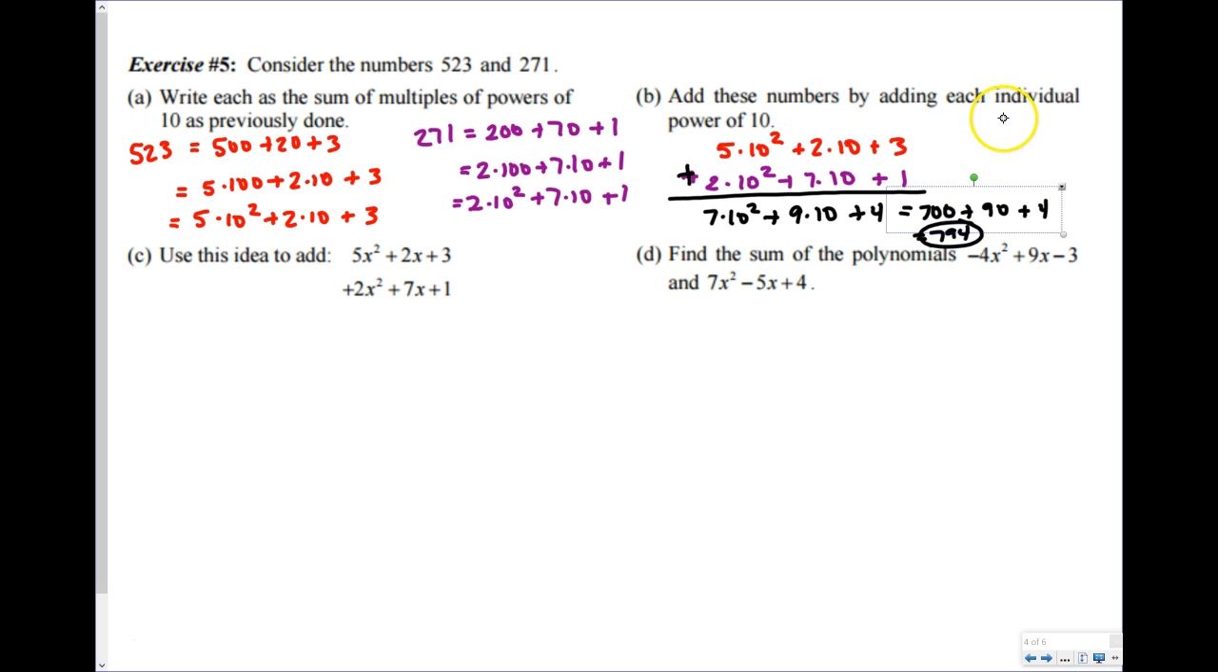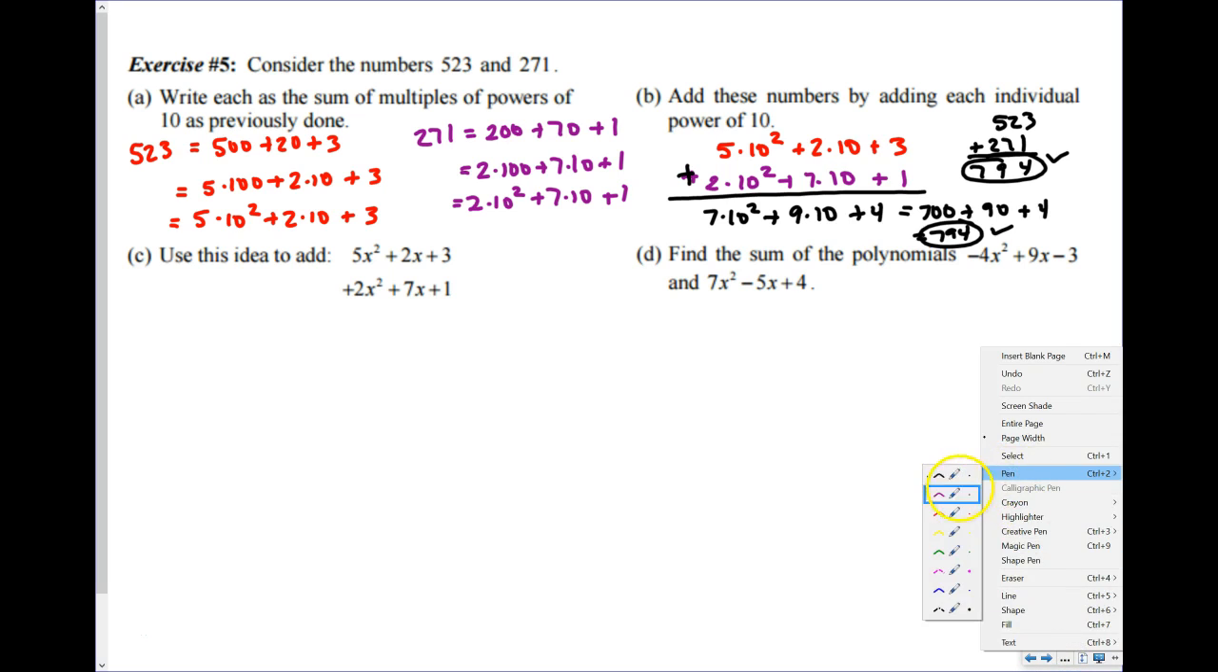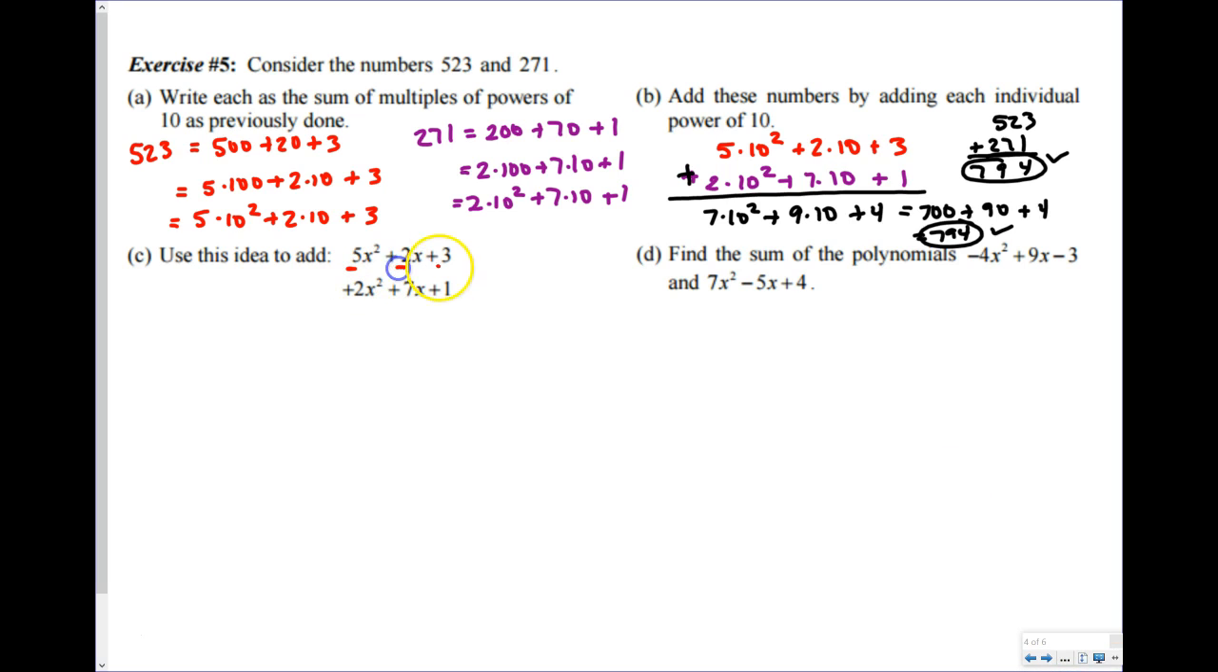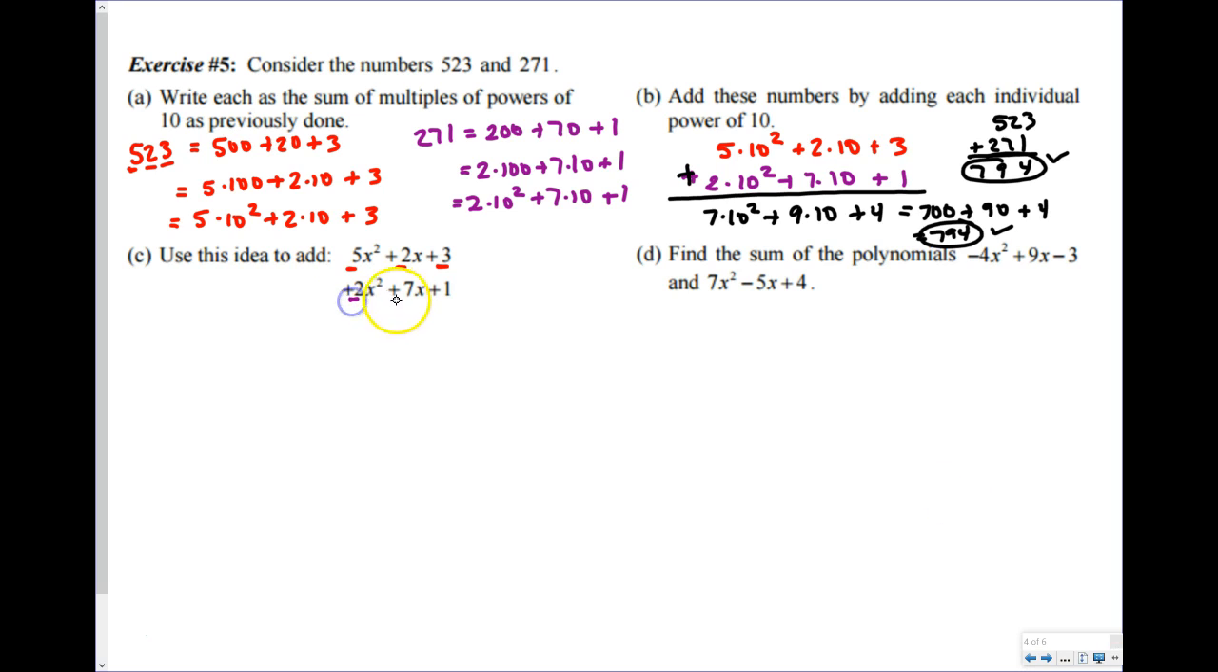Well, what happens if I add 523 plus 271 the old way? Don't I still get 794 both ways? Okay? So the same idea of adding numbers with base 10 is going to help us add polynomials with exponents. So let's take a look at this next one. Do you see how the 5 and the 2 and the 3 is the same as 523 here? And do you see how the 2 and the 7 and the 1 is the same as the 271 here?